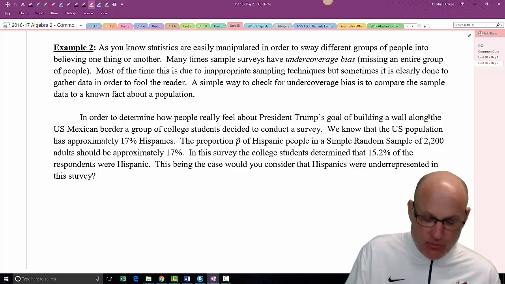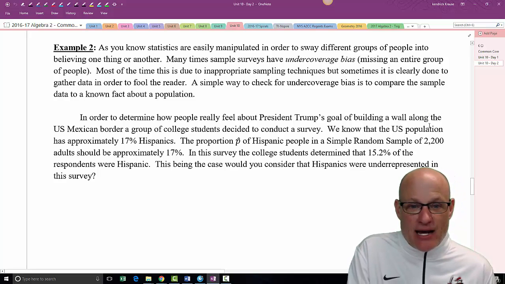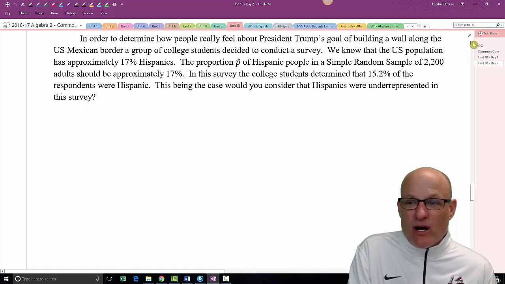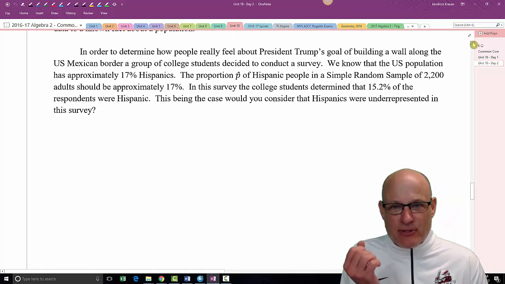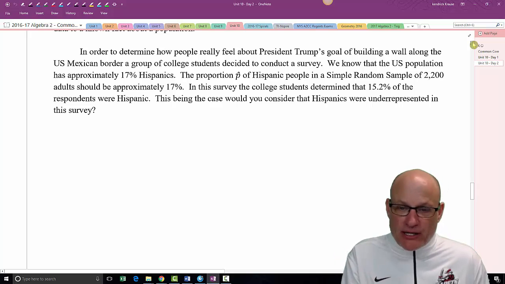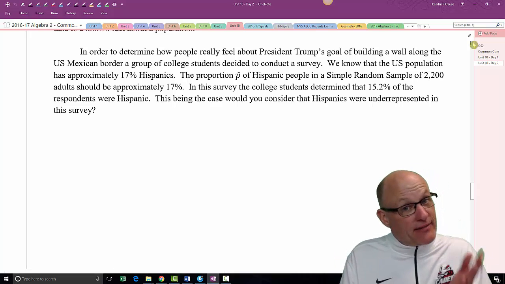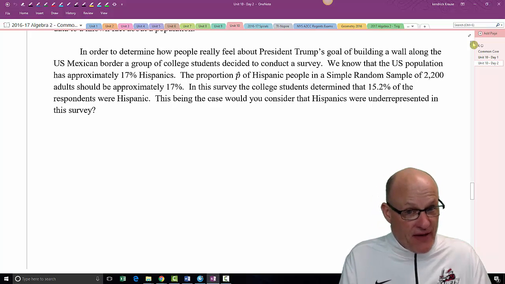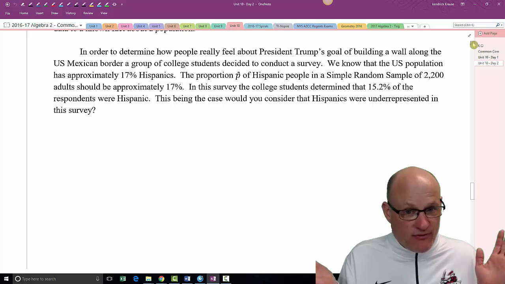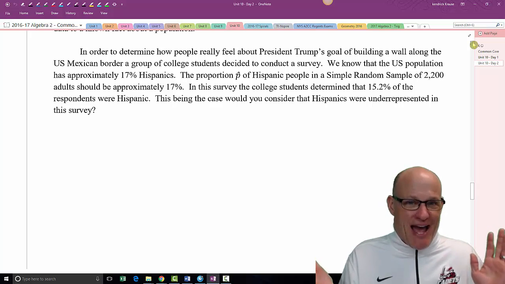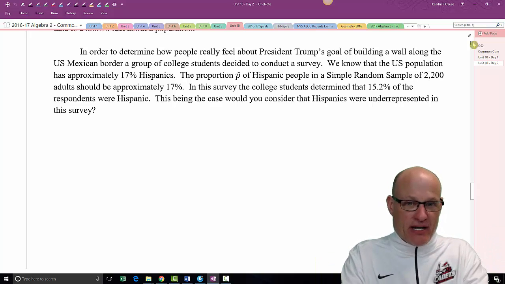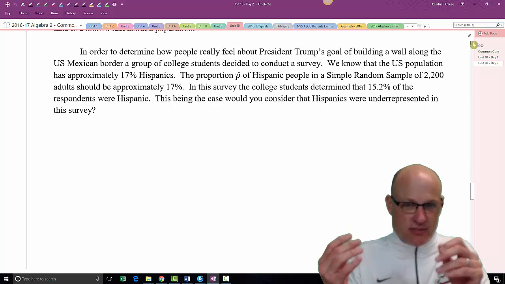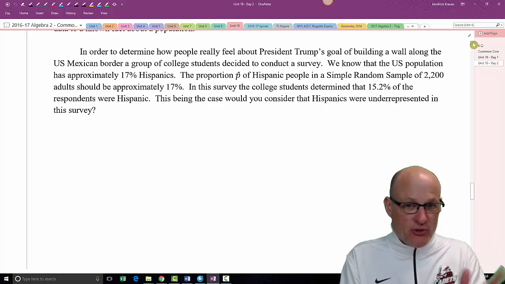So we're going to talk about undercoverage bias. I am not trying to get too political, but this is a very hot political problem, and I want you to understand how you can be manipulated into thinking one thing, but maybe that's not quite true. Some people, no matter how many times you throw the facts at them, will still go on what feels good as opposed to what is actually good. All of this stuff in this problem is made up.